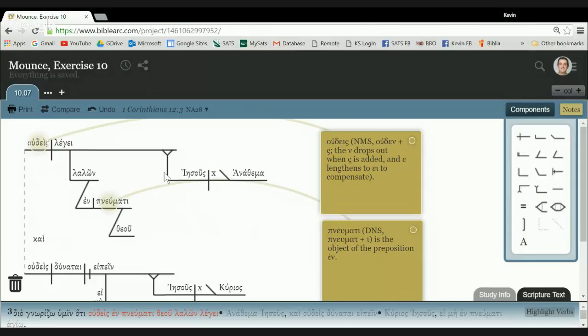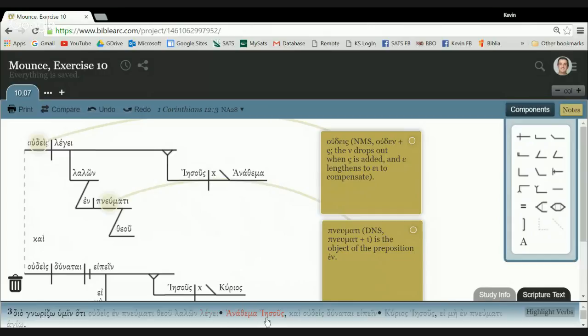don't worry about this little diagram thing here. This is just to show it's direct speech. And the direct speech component here is, go away. Anathema Jesus. Anathema means accursed. We even have this word borrowed into English. Jesus is nominative. It's a name and it's going to be the subject. So in the direct speech, it's the subject.